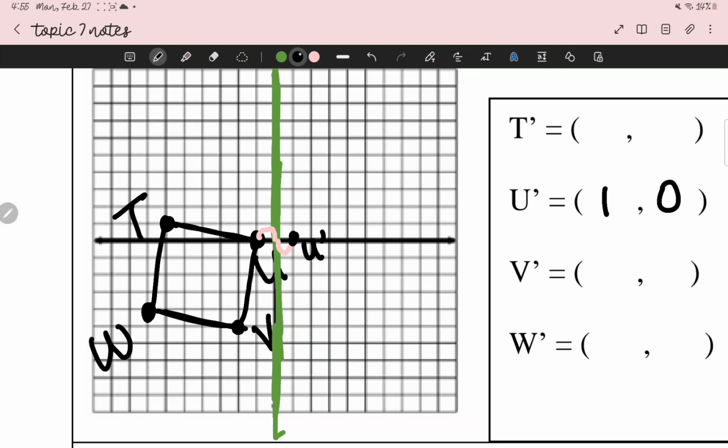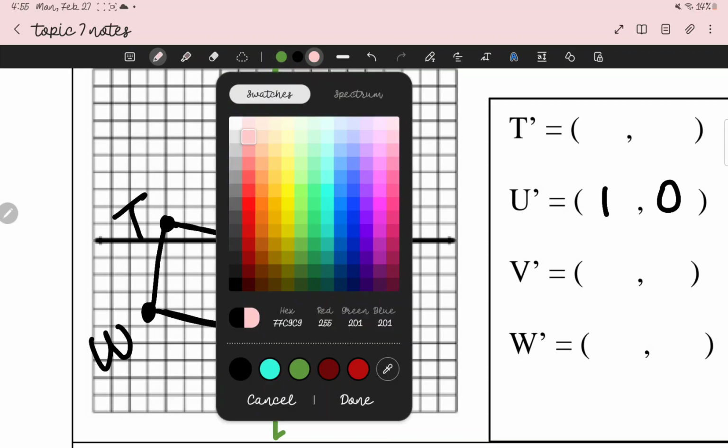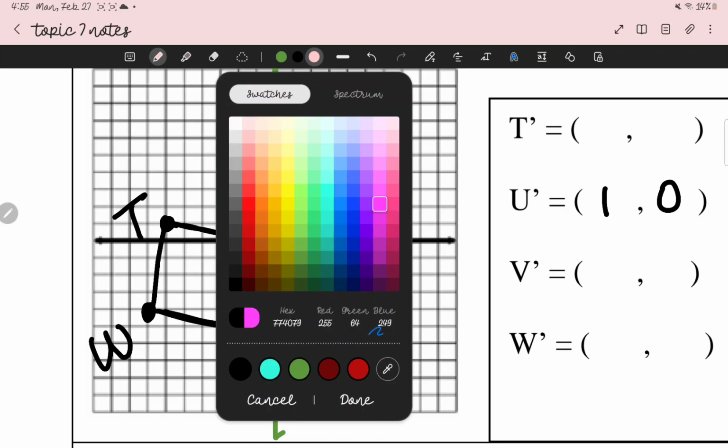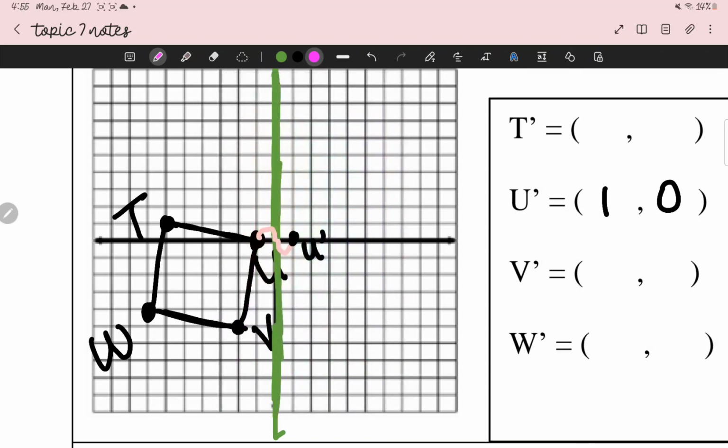All right, for T, I'm going to do the same thing and use a different shade of pink, because why not? I'm going to count 1, 2, 3, 4, 5, 6. And yes, I do expect you to do the hops on your page as well. So that was 6 hops. Same on the other side, 1, 2, 3, 4, 5, 6. That's my new point. And that is T prime. That is at the point (6, 1).